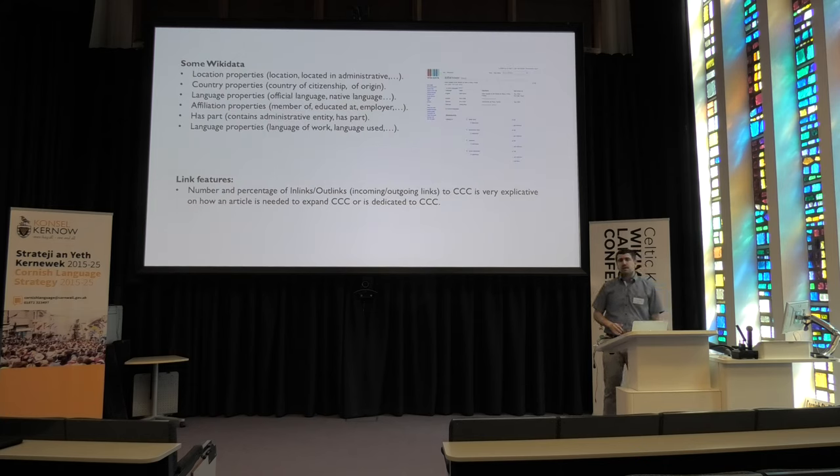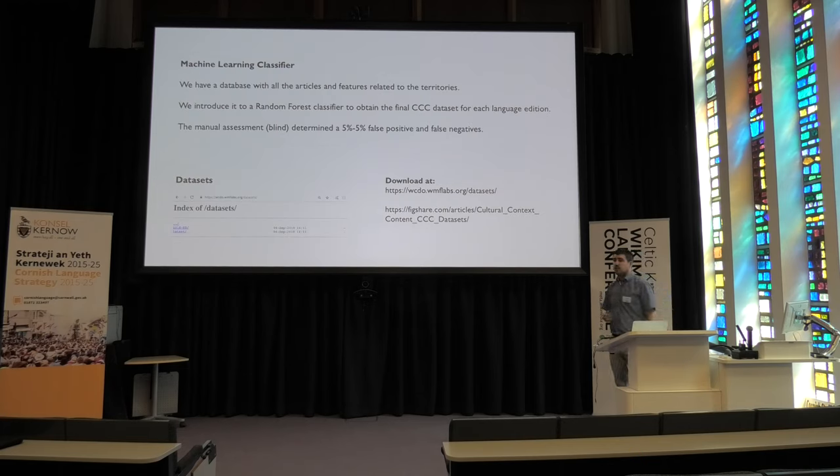Other strategies are using Wikidata properties like location, country, language, and they all, to a certain extent, reflect this connection with the language and with the territory. So finally, with all these features, we introduce them to machine learning. I'm not going to expand this section, but I'm going to be very glad to talk about it later, in case someone is interested.